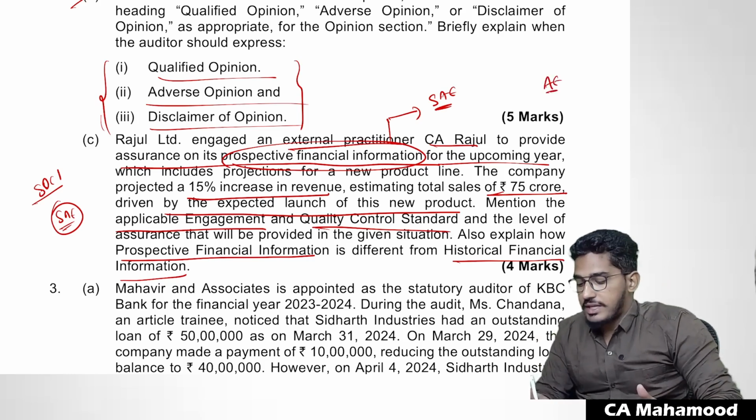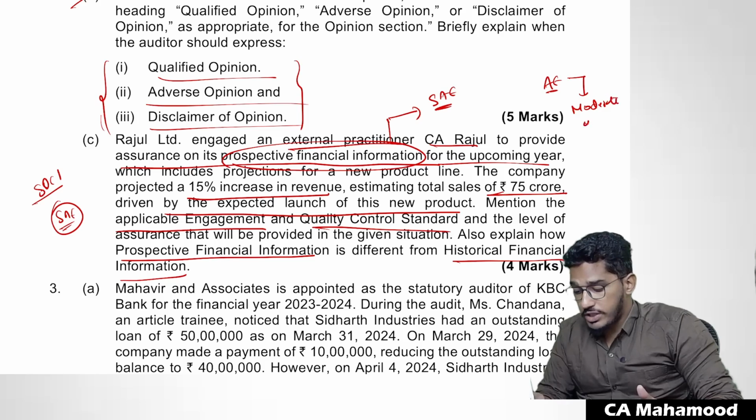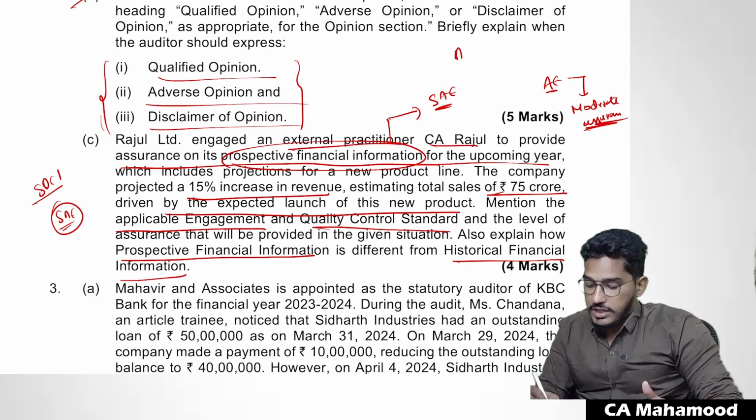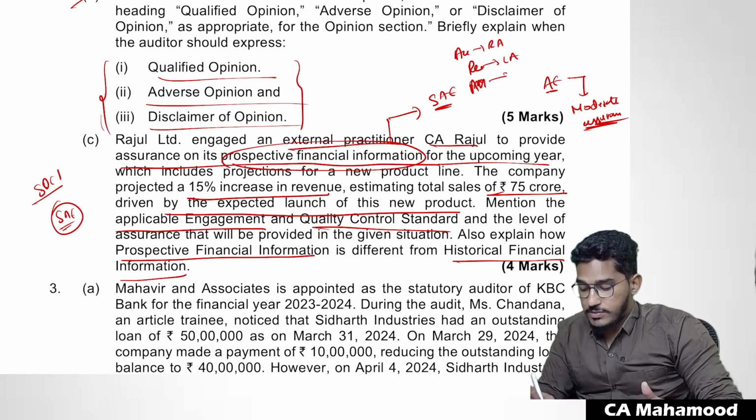And in the case of assurance engagement, the assurance obtained by the auditor is moderate assurance. What assurance, guys? Moderate assurance is going to get when in the case of assurance engagements. So here if I revise, in audit you get reasonable assurance, in review you get limited assurance, in assurance engagements you get moderate assurance.